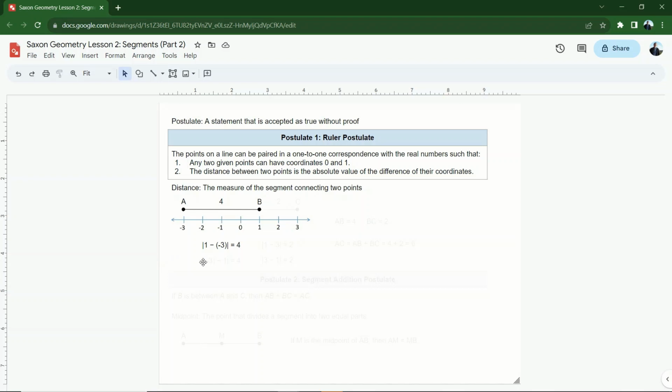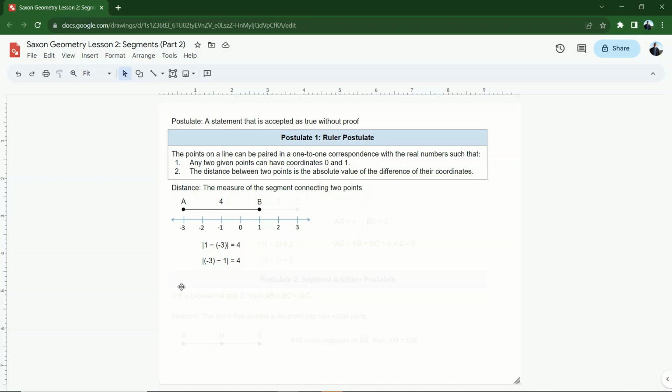I could also do this the other way, though. I could assign the other coordinate first. -3 minus 1. Well, -3 minus 1 is -4. Okay, that's the difference between coordinates too. The absolute value of -4 is 4. Okay, so regardless of which coordinate I use first or which one I use second, as long as I take the absolute value, I will get the distance between the 2 points.